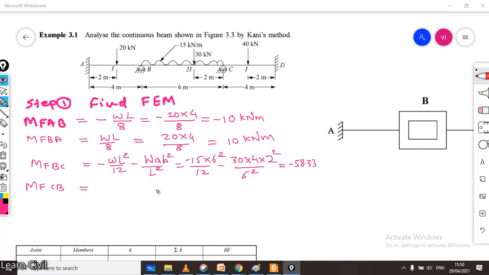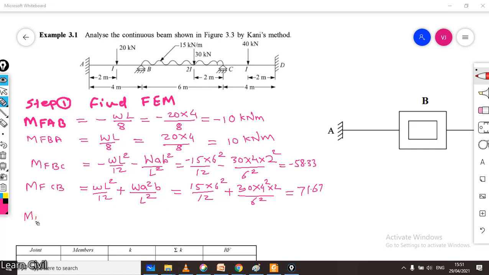MFCB will be equal to WL square divided by 12 plus WA square B divided by L square. So this is equal to 15 into 6 square divided by 12 plus W is 30 into 4 square into 2 divided by 6 square. So this will be equal to 71.67 kilonewton meter. Consider all the units as kilonewton meter.